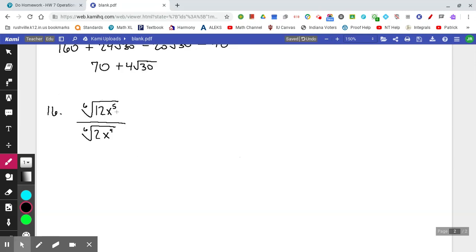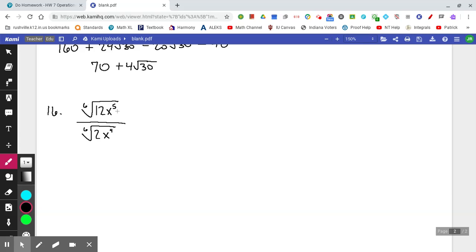All right, so here I have question 16. I'm working with division, and it's just the same as multiplication. In order to be able to multiply, in order to be able to divide, the only rule is that they have to have the same index in that radical. So here I'm looking at the 6th root, and I'm looking at the 6th root. I could try to simplify the 6th root of 12x to the 5th before I started, or I can go ahead and do the division first and then try to simplify there.